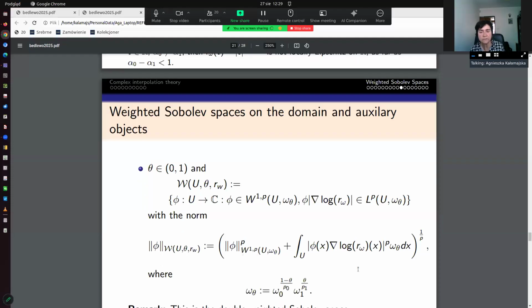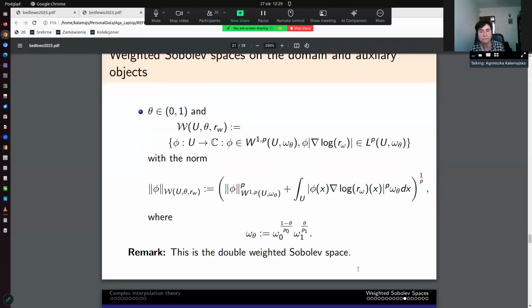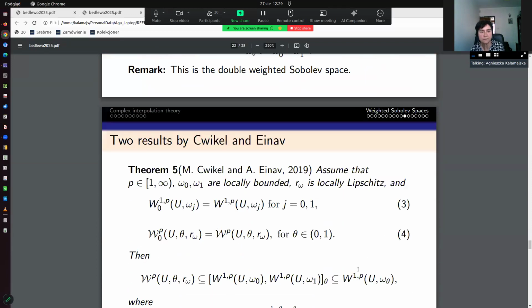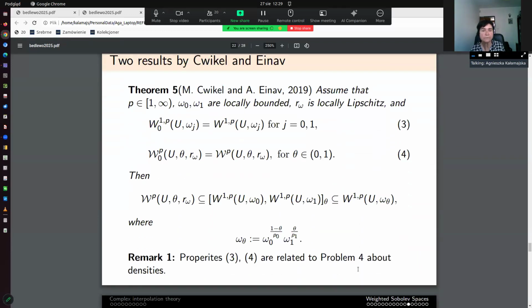And what they say is a statement that if the density conditions hold for the W's and also for this special function space, the two-weighted Sobolev space, then there is an embedding of the interpolation space with the weight omega theta.